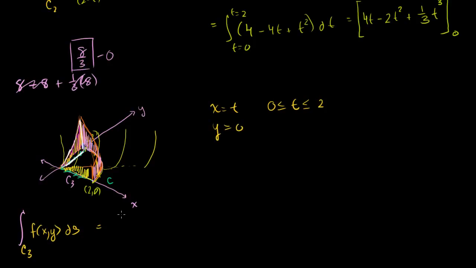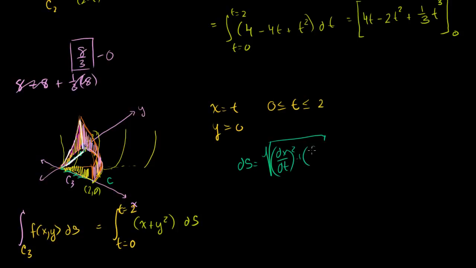So this is going to be equal to, we're going to go from t is equal to 0 to t is equal to 2, of f of x y, which I'll write in terms of x and y, x plus y squared, times ds. That's what we're dealing with. Now, we know what ds is. ds is equal to the square root of dx dt squared plus dy dt squared times dt.